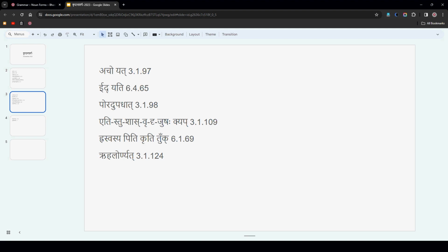Japya means which can be japa, the thing which can be japa. What is japa? Japa-yogya, fit to be chanted: japya. Tapa-yogya: tapya. Namana-yogya: namya. Ramana-yogya: ramya. Etc. Gamana-yogya: gamya.